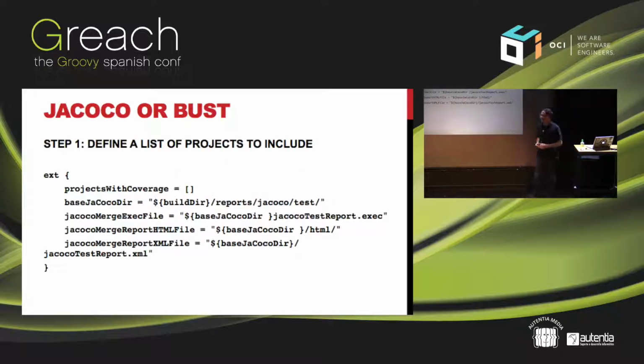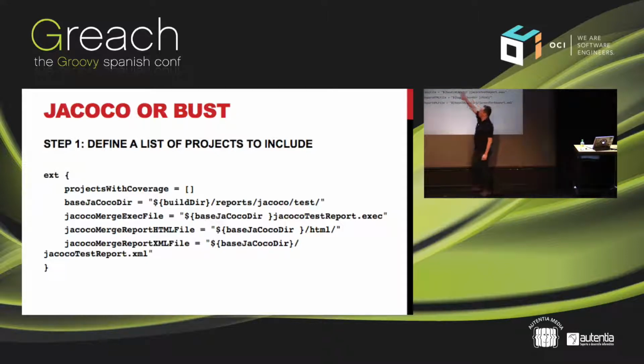So here's a way for you to... There is actually a plugin for generating aggregate reports for Jacoco coverage, and I tried it, and it doesn't work. And here's one possible solution. It's not the best one, but it does work for me.